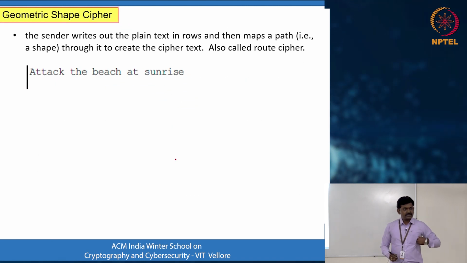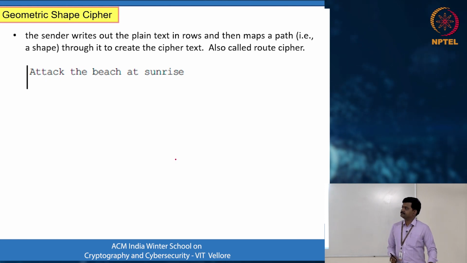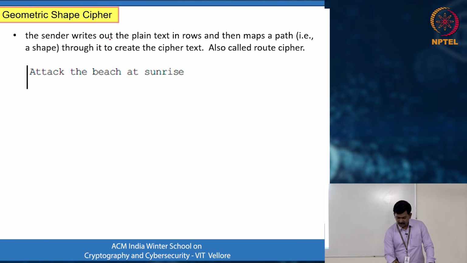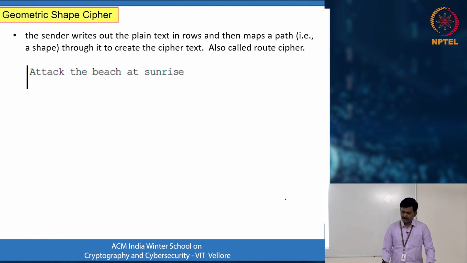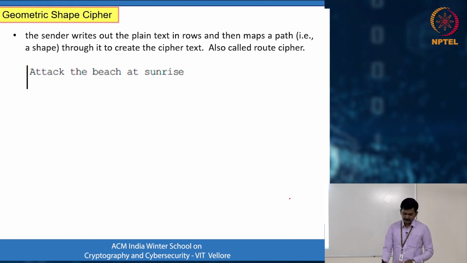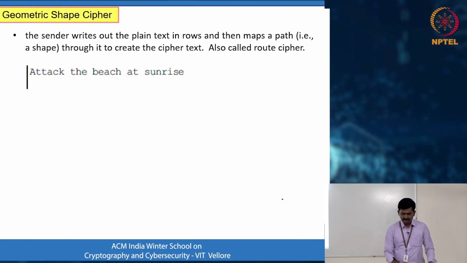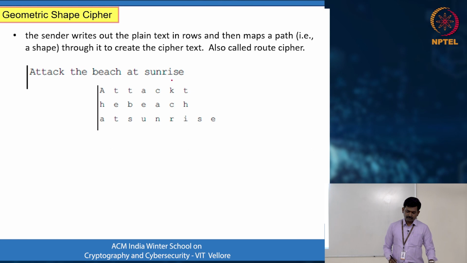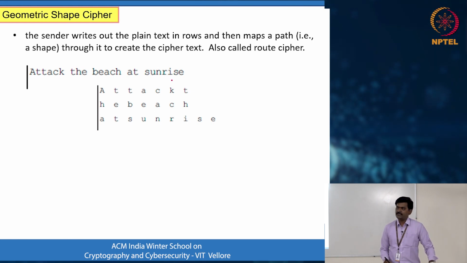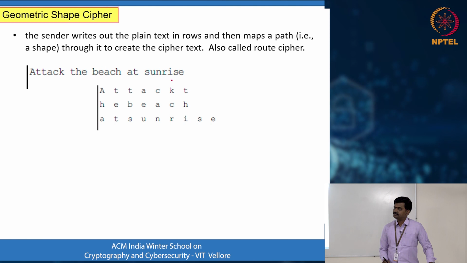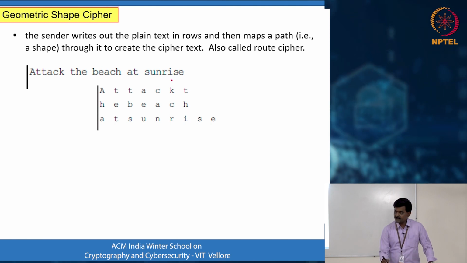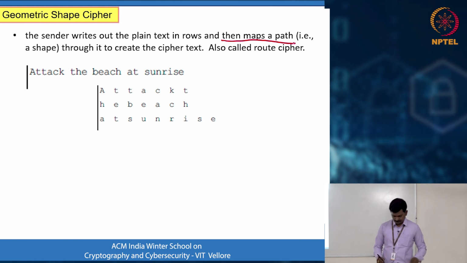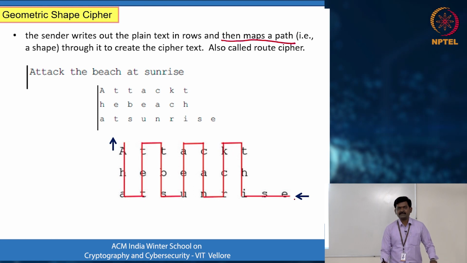There is one more transposition cipher which is called geometric shape cipher. What does the geometric shape cipher say? The sender writes out the plain text in rows and then maps a path. Okay. So what is the plain text I have? Attack the beach at sunrise, right? So I wrote it in the form of rows. Then what should I do? Map a path. So this is my path.